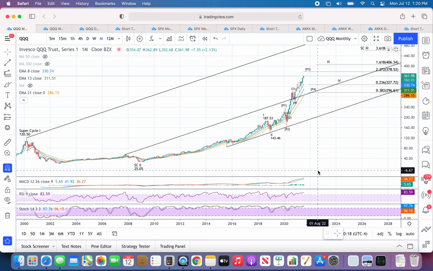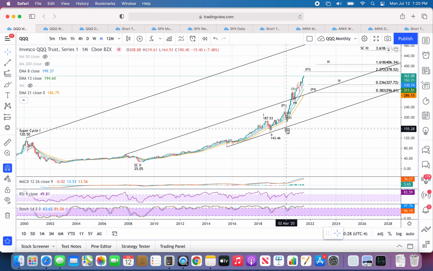So that is why I feel good that I think any top that we're going to make in tech is going to be more of just a correction of what has happened since March 2020, not of an all-time correction. I see that happening years in the future.